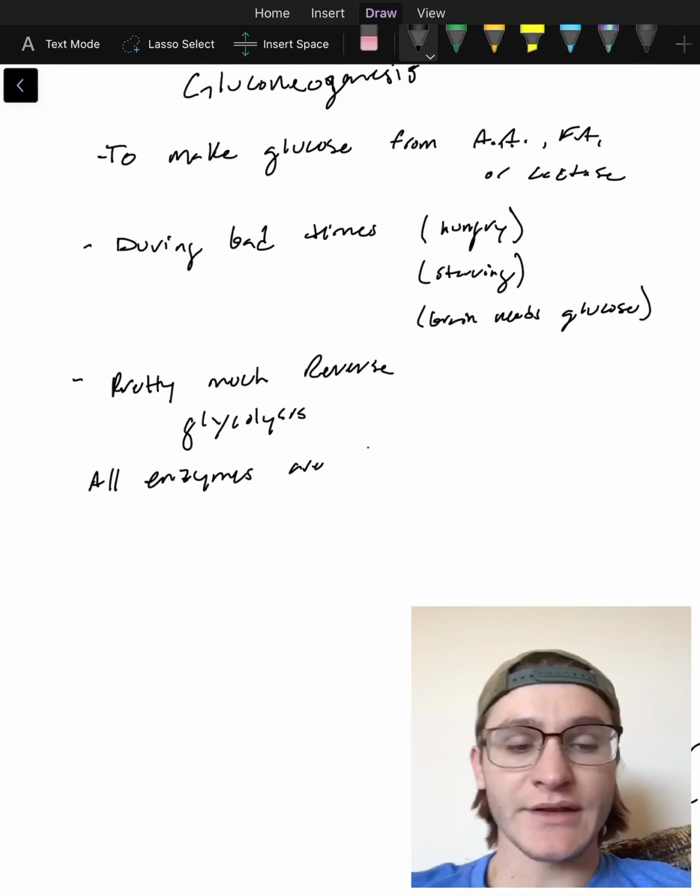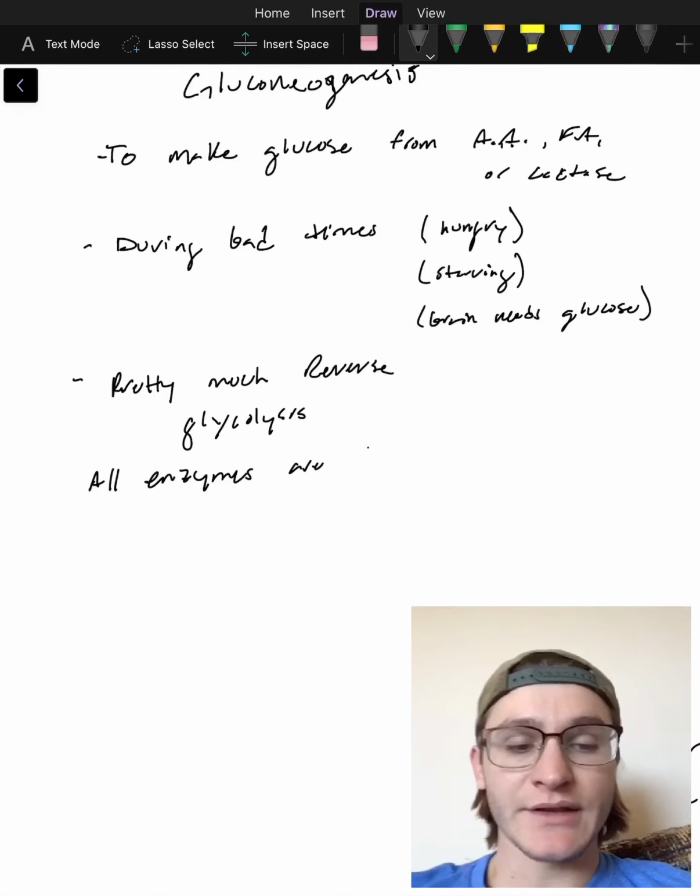All enzymes are the same, and they're all reversed except for the key regulatory enzymes of glycolysis. I don't know if you recall, but the key regulatory enzymes of glycolysis are hexokinase, phosphofructokinase, and pyruvate kinase. So all three are kinases. And if you don't remember it, it's okay. I drew out glycolysis and we'll get to looking at it.